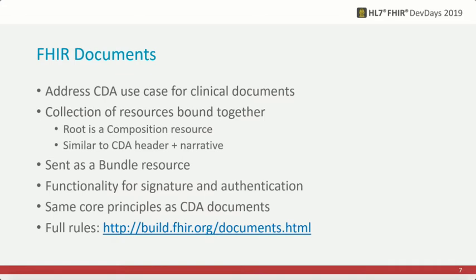So the full rules for FHIR documents are here. I'm pointing to the current build of FHIR, just in case you want to see the latest and greatest. But there is a documents page. If you just go to hl7.org/FHIR, there's a page that describes documents as part of the published version of the standard.